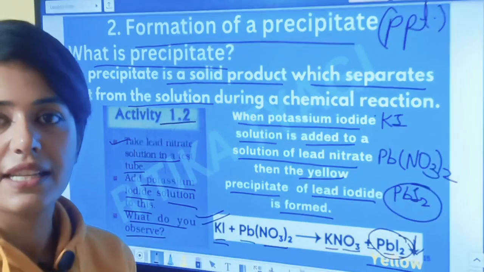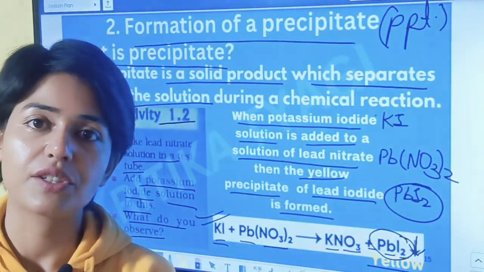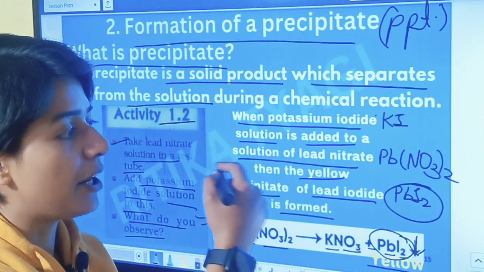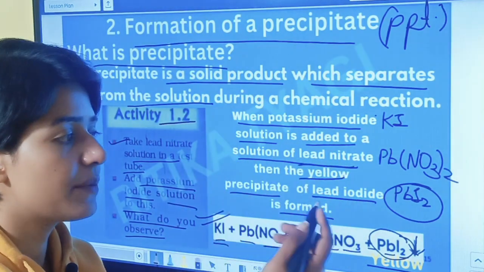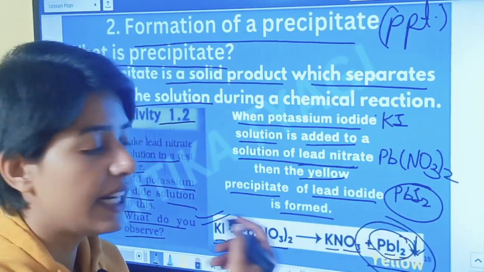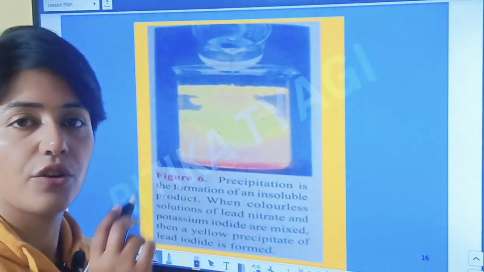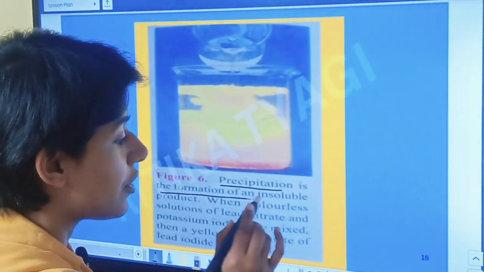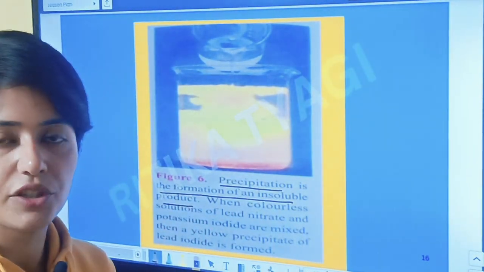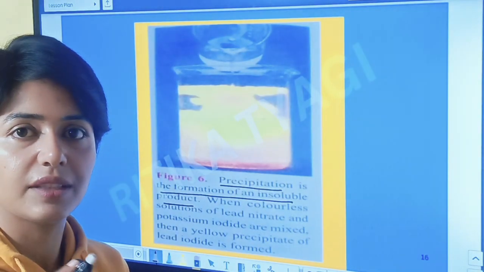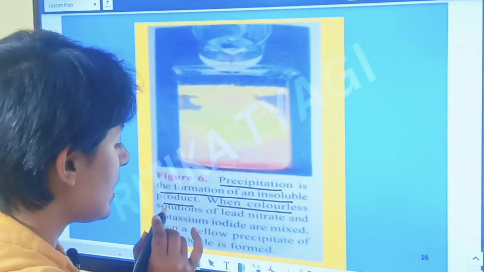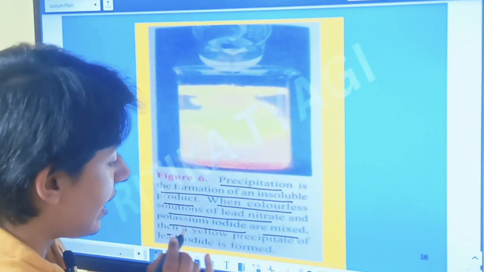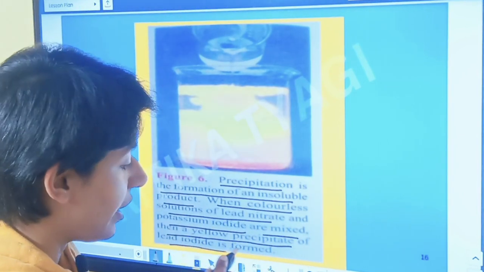So here we discuss the formation of precipitate. Some chemical reactions are characterized by the formation of precipitate, for example the reaction between potassium iodide and lead nitrate, which is characterized by the formation of a yellow precipitate of lead iodide. Precipitation means formation of an insoluble product, that is, a precipitate. When colorless solutions of lead nitrate and potassium iodide are mixed, a yellow precipitate of lead iodide is formed.